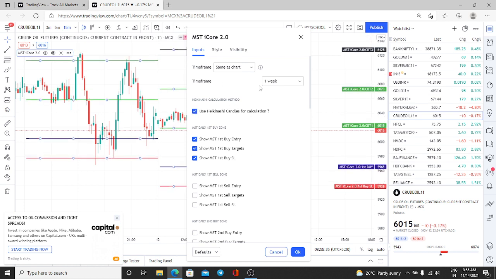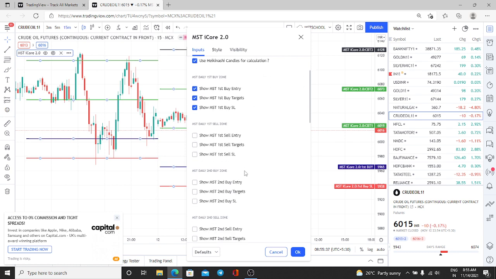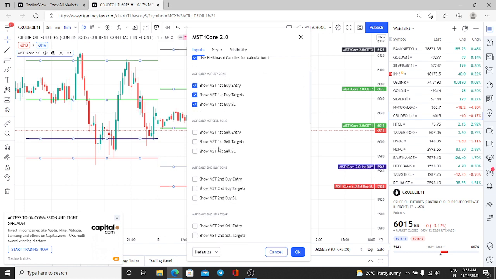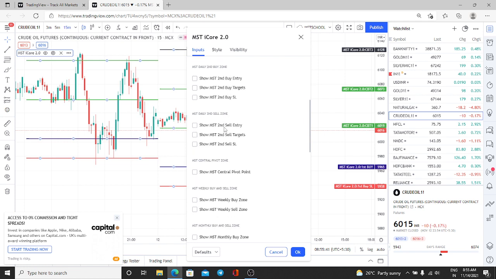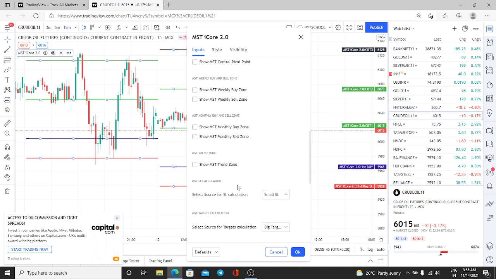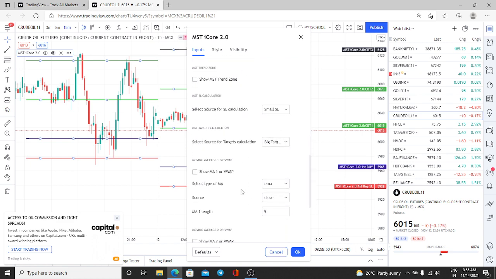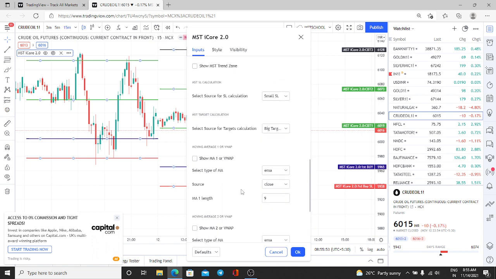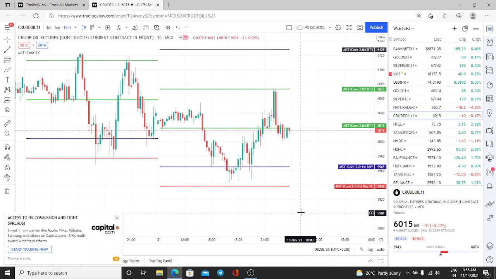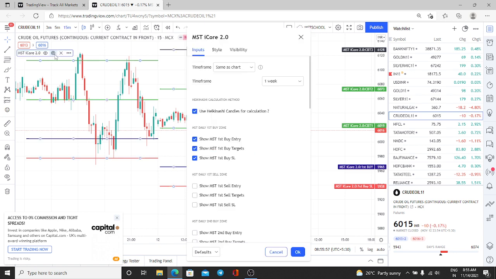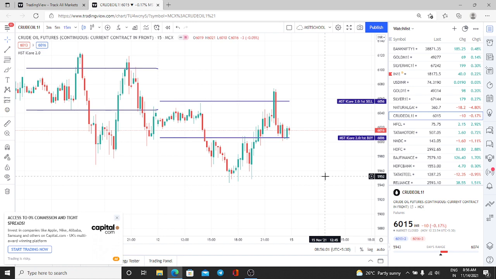Secondly, we have given the time frame. This time frame is for the first buy zone, first sell zone, second buy zone and second sell zone. And for the weekly buy and monthly zone and all, you don't have to change any time frame. By default, it will be taken. So this is one method. Yesterday on the buy side we got the profit, and on the sell side also we got the profit. Now I will show you one more example from Bank Nifty.